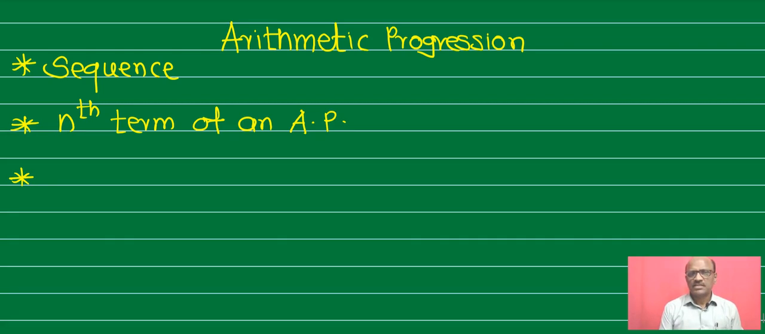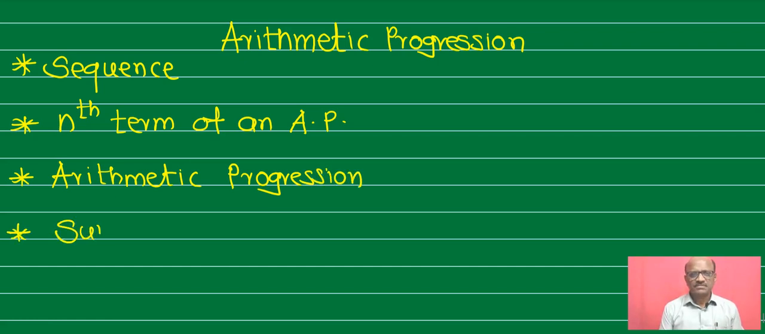In this standard, that is in 10th standard, we will see only the arithmetic progression. When you go to 11th standard, you will get the geometric progression, harmonic progression, and so on. Here we study arithmetic progression, sum of n terms of an AP. Now first, a sequence.